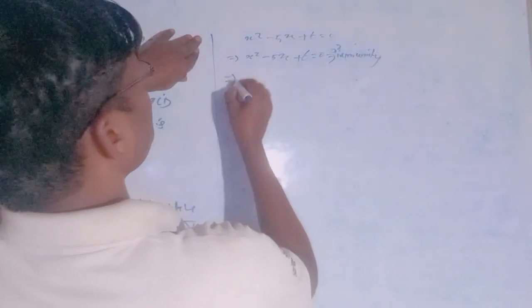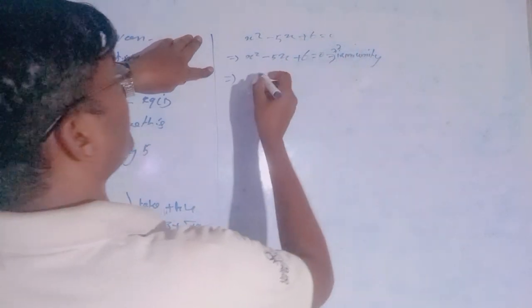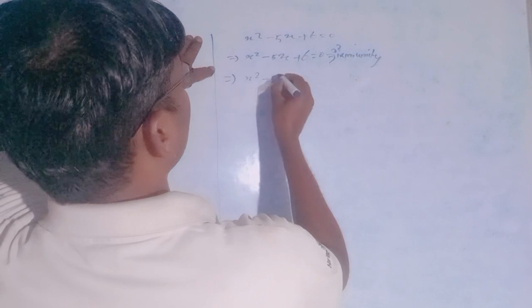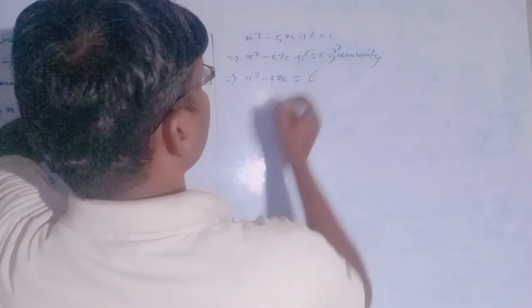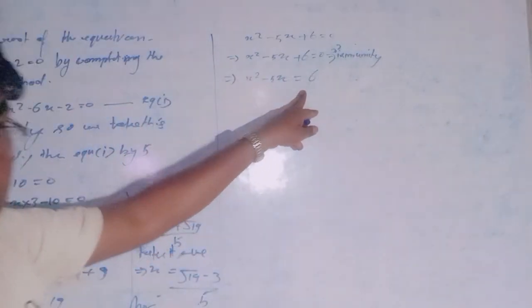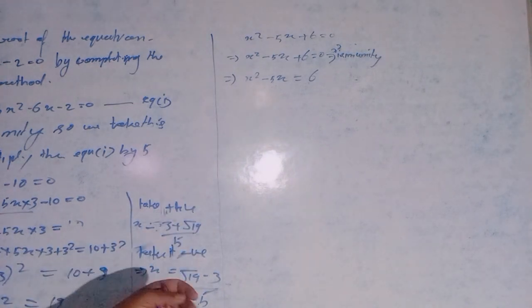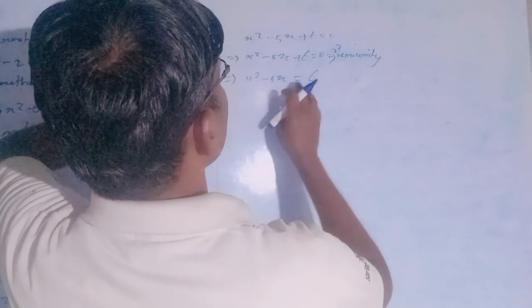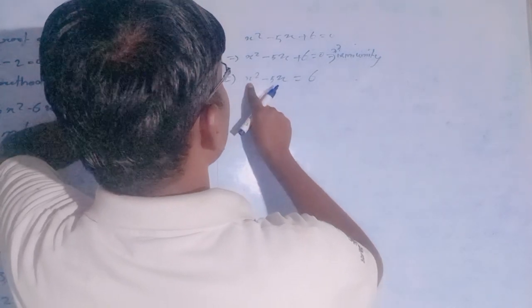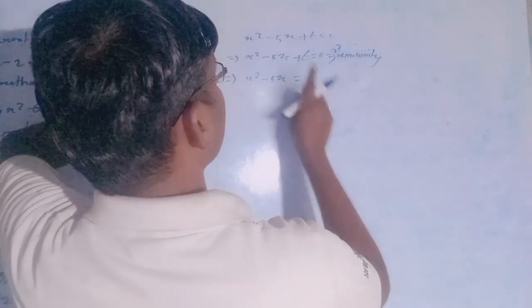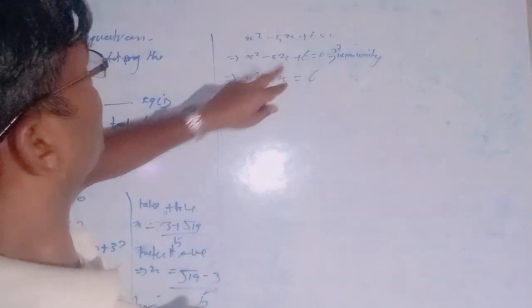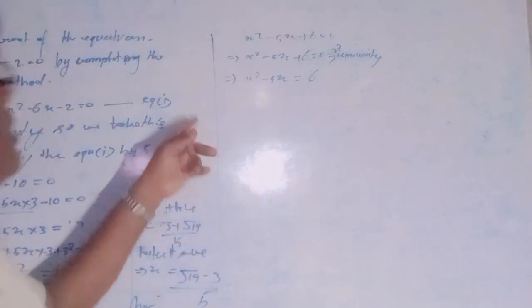Second step, transpose the value of the constant, that means c. So x square minus 5x is equal to 6. Okay, we have transposed it. Now further, what will we do here? We have written x square minus 5x is equal to 6, and the coefficient of x square is unity.